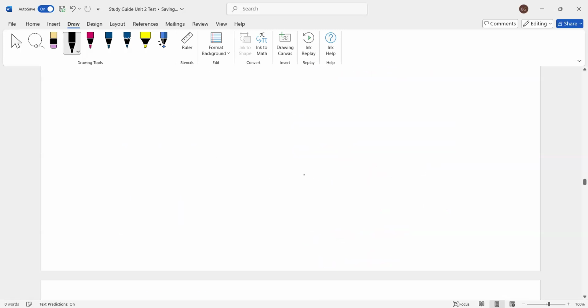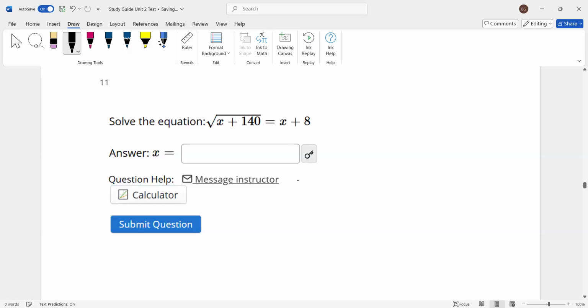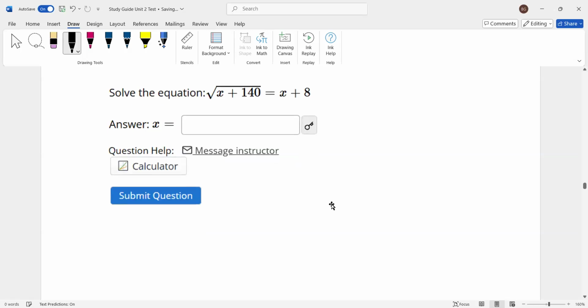Number 11, solve the equation square root of x plus 140 equals x plus 8. This is a radical equation. When we covered this section, I gave you a procedure that you can follow to solve any type of radical equation. This radical equation contains one radical. And now that one radical is already isolated on the left side.